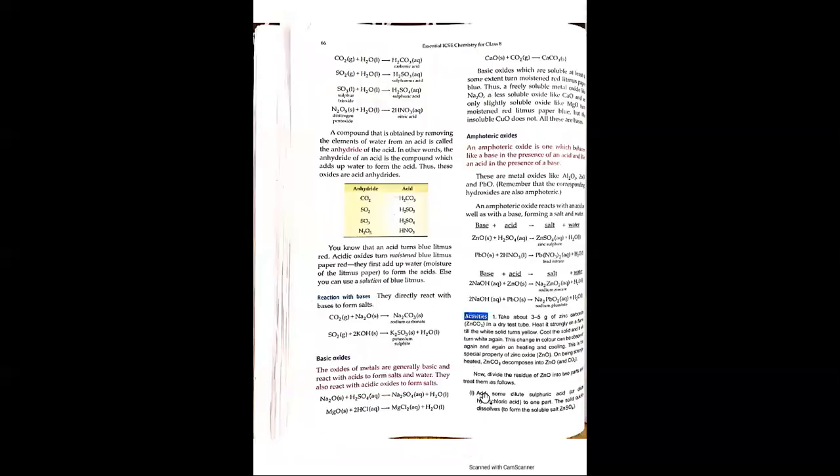In other words, the anhydride of an acid is a compound which adds up to form the acid. Thus, carbon dioxide is an anhydride, and if you add water, it forms H2CO3. SO2 is an anhydride. Anhydride means which does not have water. So when water is added, it forms H2SO3. SO3 is again an anhydride, it forms H2SO4, and N2O5 forms HNO3.